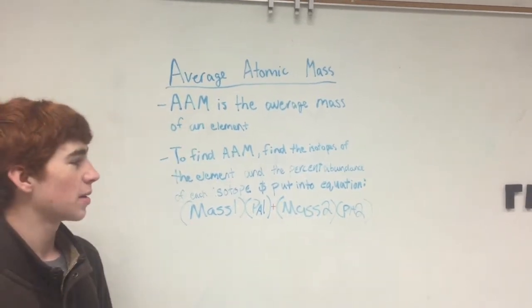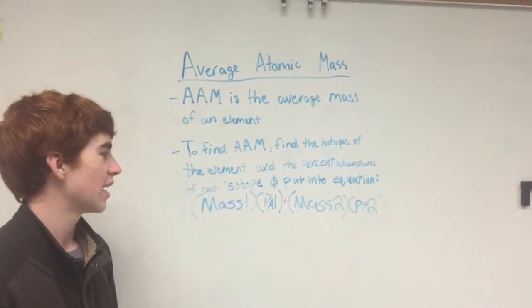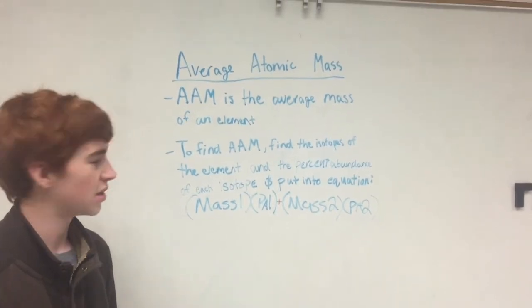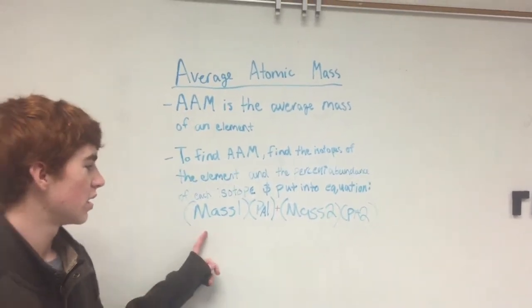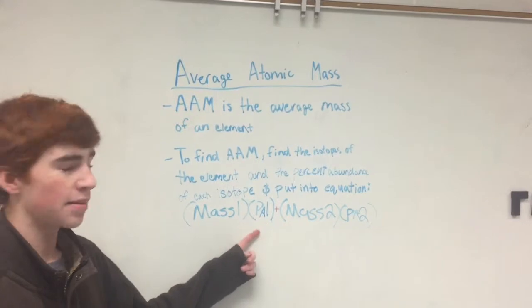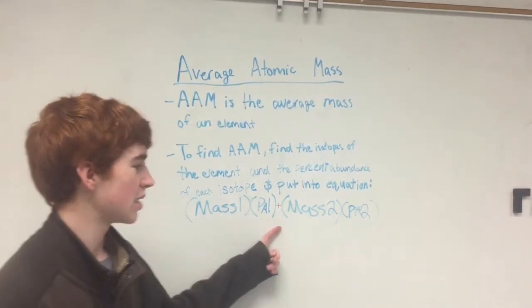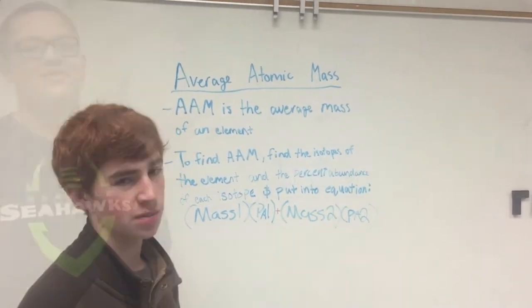Average atomic mass is the average mass of an element. To find the average atomic mass, find the isotopes of the element and the percent abundance of each isotope, and then put it into this equation: mass of isotope 1 times its percent abundance plus mass of isotope 2 times its percent abundance.